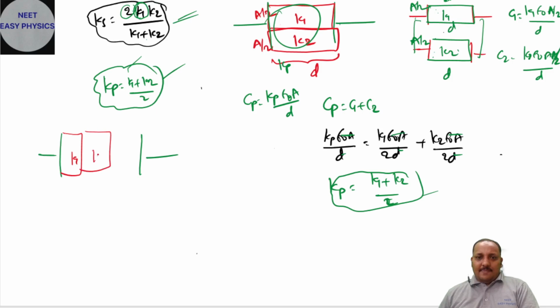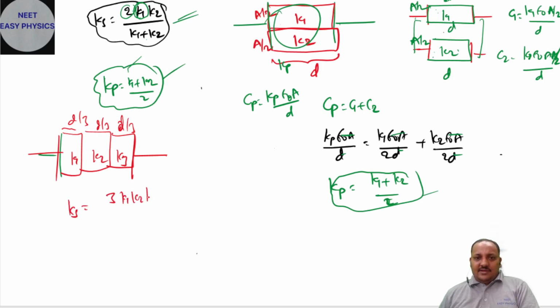If they place three dielectrics like this, K1, K2, K3, then what will we get? The separation will be D by 3, D by 3, D by 3. What is our formula now? Directly we can say 3 K1 K2 K3 by K1 K2 plus K2 K3 plus K3 K1. If those are parallel, the formula is K1 plus K2 plus K3 by 3. Like this we can remember.